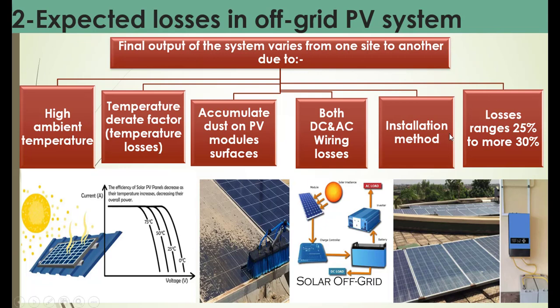In general, the losses are in the range of 25% or less, or maybe a bigger number, more than 30%. This represents a very large value of losses, and all these losses will cause the reduction of energy production from the photovoltaic system.